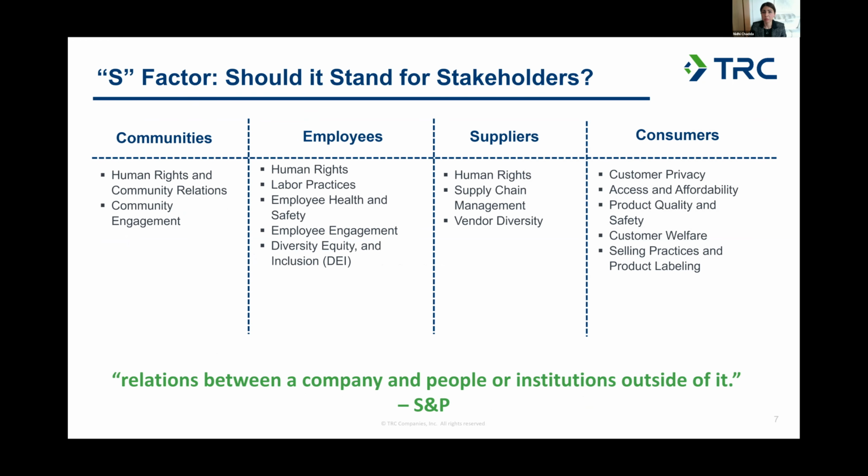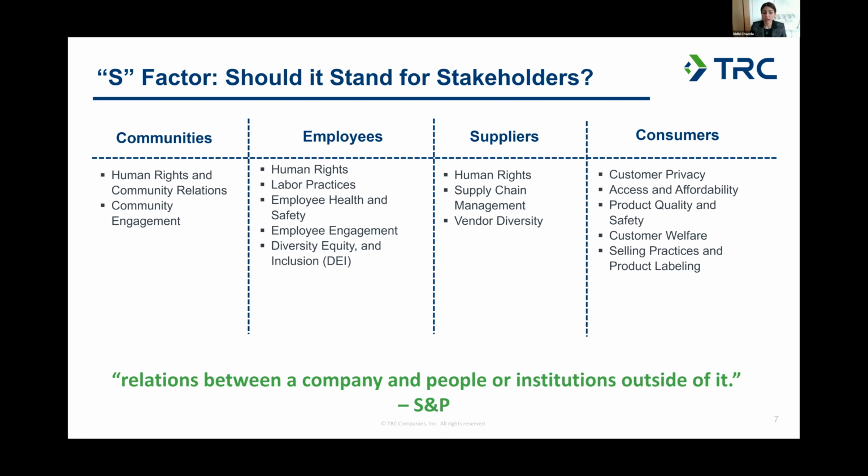In some cases, many people believe that S should really stand for not social, but stakeholders, as it impacts communities from a human rights perspective and engagement perspective. It impacts employees, definitely from a human and social standpoint, but also even extending into engagement, DEI, health and safety. And then it focuses also on the value chain and consumers. And consumers can be even more far-reaching in thinking about data privacy and security, and thinking through access, affordability, and product quality and safety. Even product labeling has become more and more pertinent.